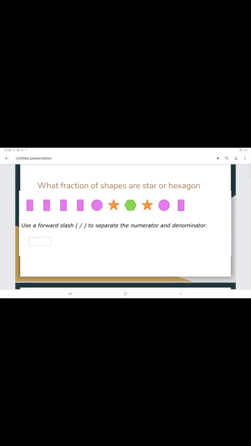It is asking what fraction of shapes are star or hexagon. It is asking for stars or hexagons. You can see there are 2 stars and 1 hexagon. So the numerator is 3. And there are 1, 2, 3, 4, 5, 6, 7, 8, 9, 10. There are 10 shapes in full. So the denominator is 10. The answer to this question is, guys, 3/10. So let's go to our next question.